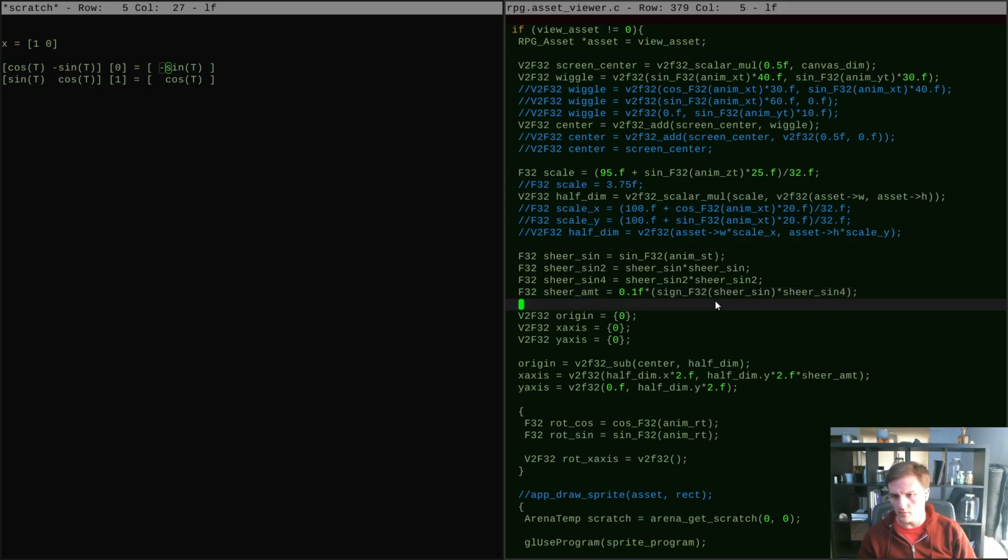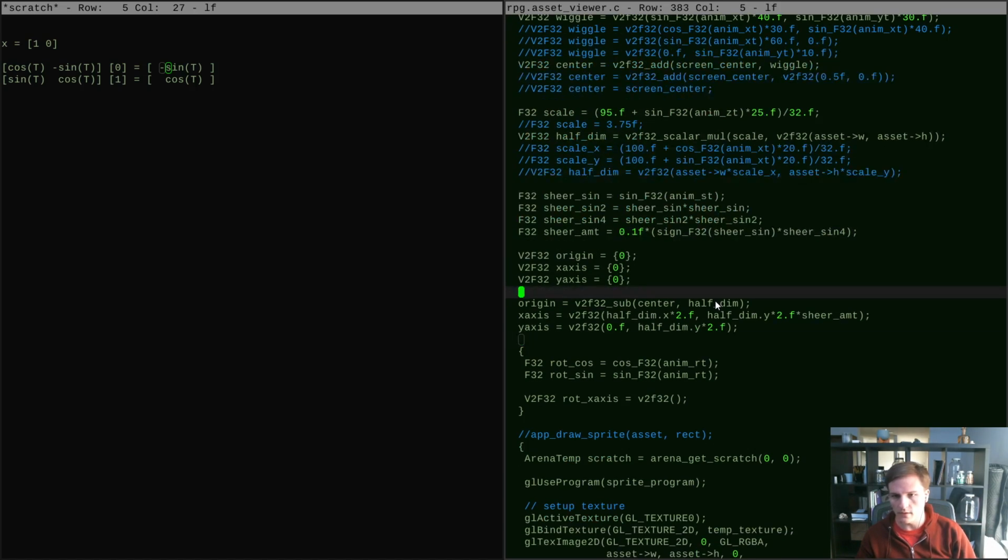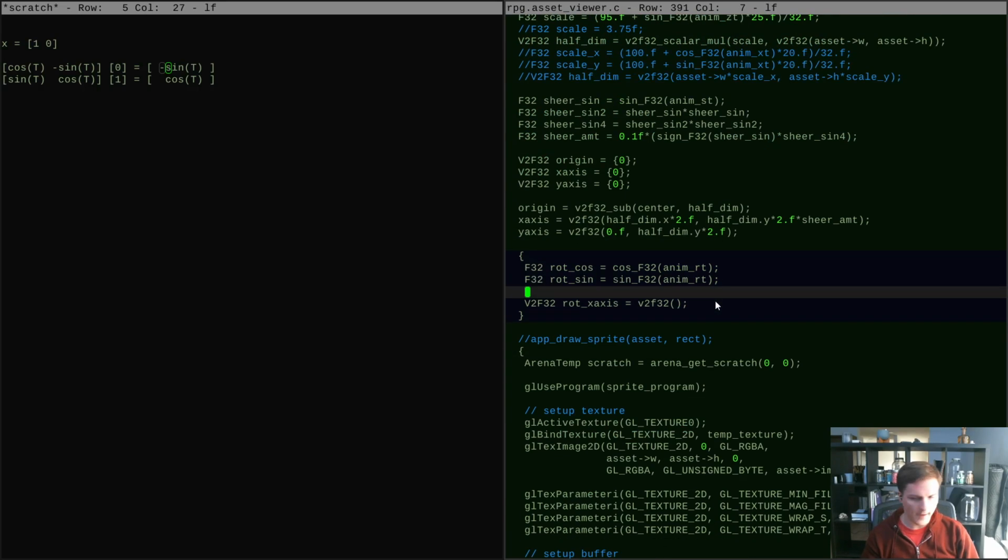I think that's too much. That's why it's happening weird, because this already has scale in it, so it's squaring the scale. Yeah, that makes sense. Okay. And then 20% is probably not too much. Okay, rotate sine, rotate cosine.